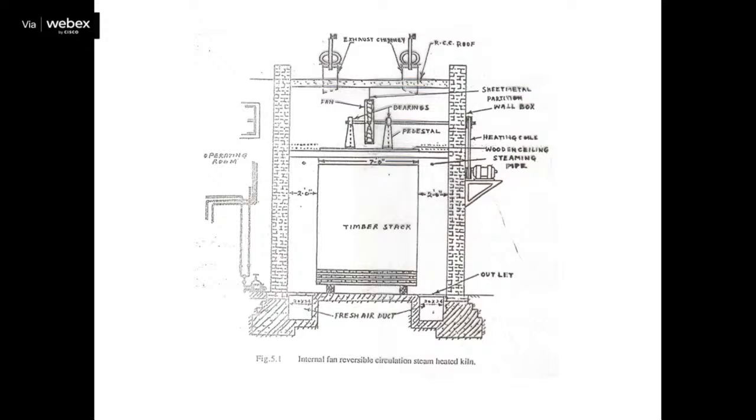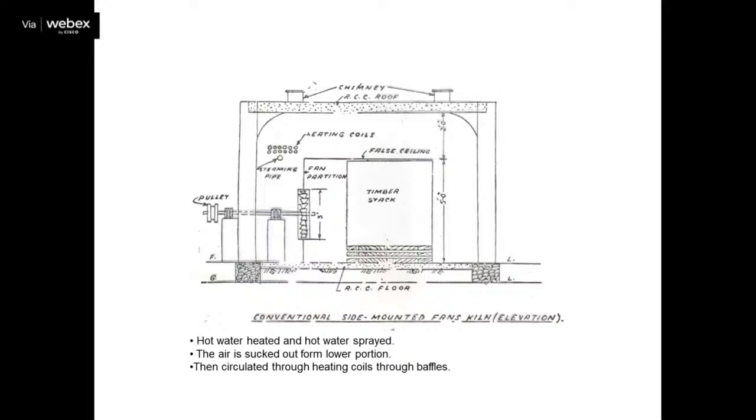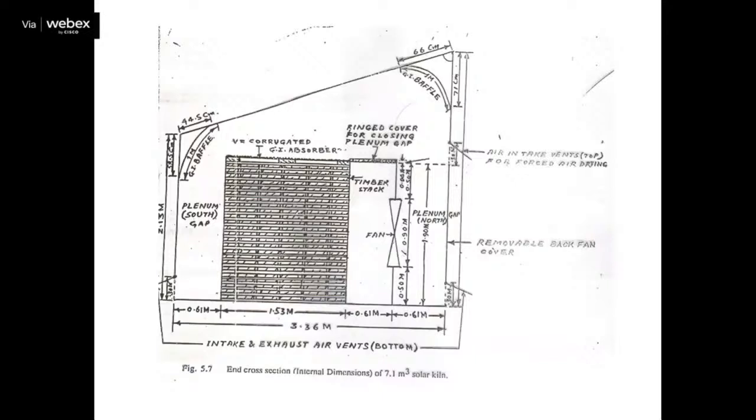Depending upon the different kinds of heating systems and relative humidity controlling systems, in an electrical heated kiln, instead of the steam pipe, we have electrical coils for generating heat within the kiln. And this is the conventional side-mounted kiln, where the fan is on the side. We also have the dehumidifier kiln, where the hot air is dehumidified and circulated inside. The moisture generated goes back into the same air, which gets saturated, and again it is dehumidified and circulated back inside the chamber. This is the solar heated kiln.